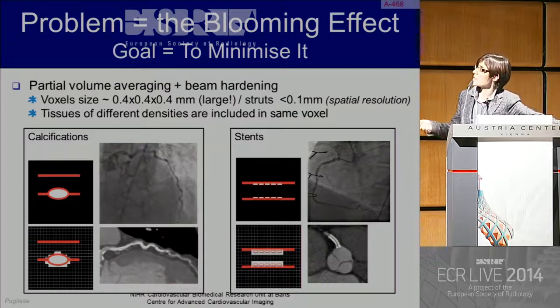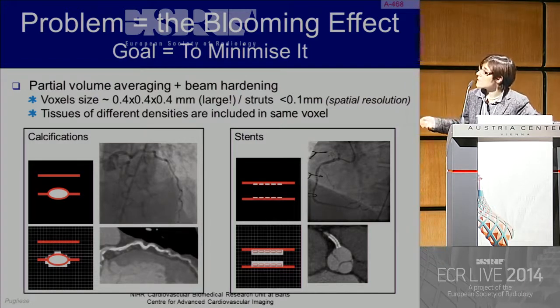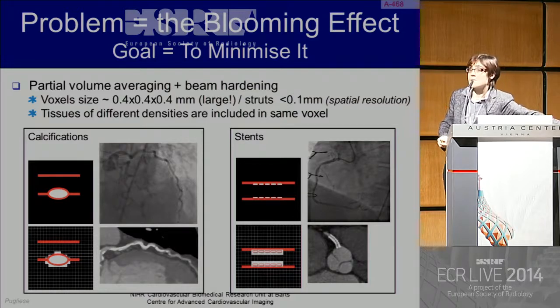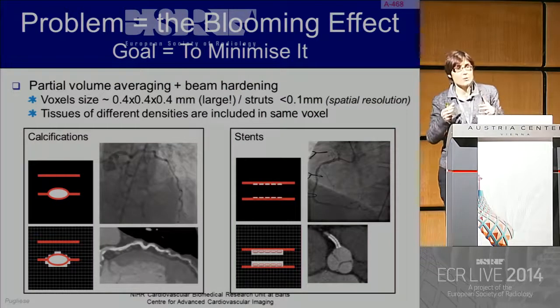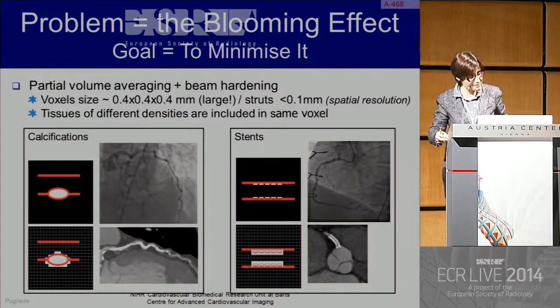The principle is that a mix of artifacts, which are well known in digital cross-sectional imaging, play a role here. One being partial volume averaging. For instance, we have voxels of the size of 0.4 by 0.4 by 0.4 millimeters, which are relatively large compared to the size of the objects we are trying to image. I've just rounded the size of the stent struts to 0.1, although these can be even smaller than that. So there is a problem clearly related to spatial resolution. As a result, tissues of very different density will be included in the same voxel, and the attenuation assigned to that voxel will be the average of the attenuation of the different tissues.